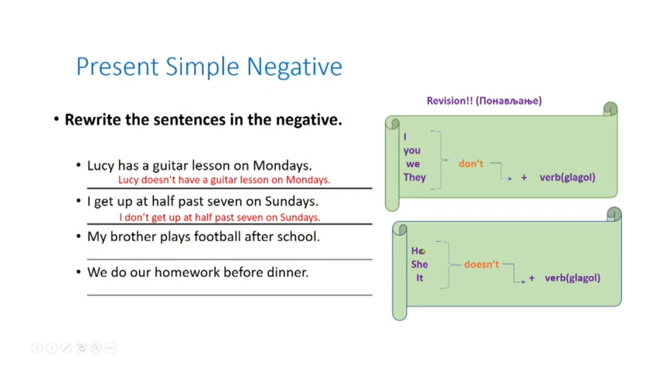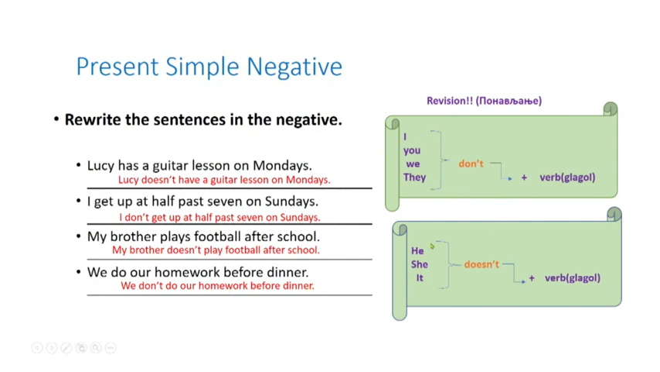My brother is he, right? So for negative sentence, we use doesn't and the verb, and we say, my brother doesn't play football after school. Opet pazimo da ide osnovni oblik glagola, ne treba nam više nastavak s koji se koristi samo u potvrdnom obliku, u odričnom ga nema. And the last one, we do our homework before dinner. Radimo naš domaći zadatak pre večere. So for we use don't in negative and the verb, and we say we don't do our homework before dinner, right? Ne radimo svoj domaći zadatak pre večere.